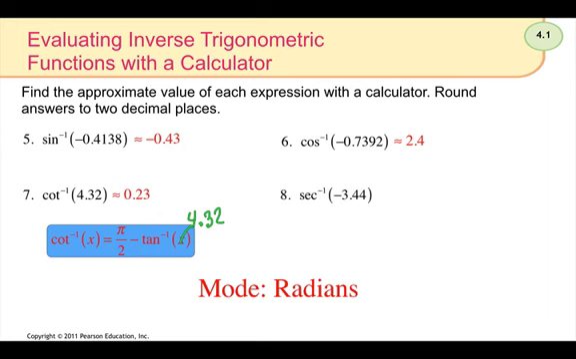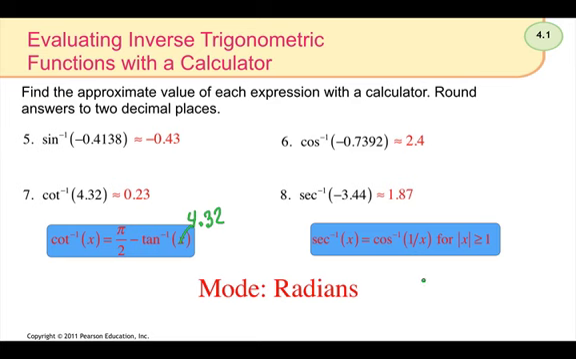Number 8, and again, you're not going to find this on your calculator, so you use this, which is on the previous slide, cosine inverse, and for the x, you're going to plug in -3.44. So you punch this into the calculator, cosine inverse of 1 over -3.44, and if you do it correctly, this is what you should be getting.